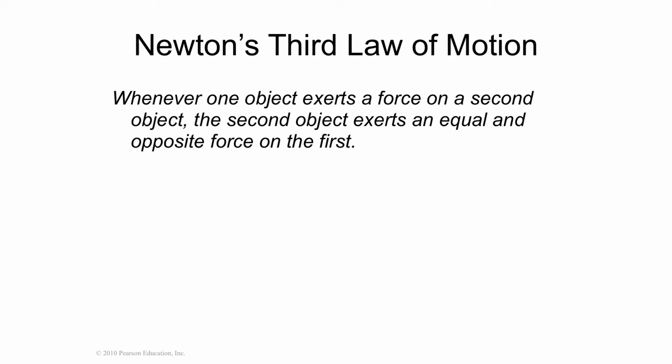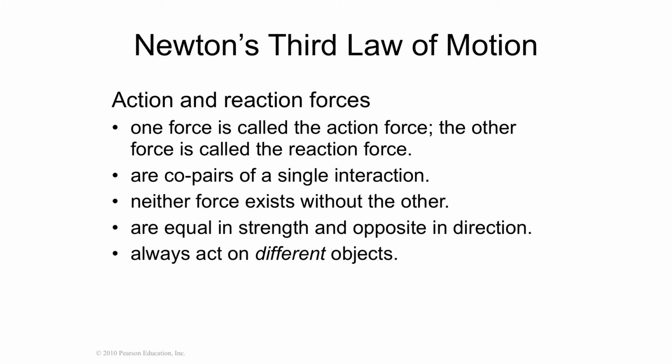Newton expressed it in his third law. Whenever an object exerts a force on a second object, the second object exerts an equal and opposite force on the first. So for every action, there's an equal and opposite reaction. Therefore, there is always a pair of forces. There is a pair that are opposed to each other, acting on different objects. So if you are pushing on the wall and the wall is pushing on you, the pusher and the one getting pushed are two different things.